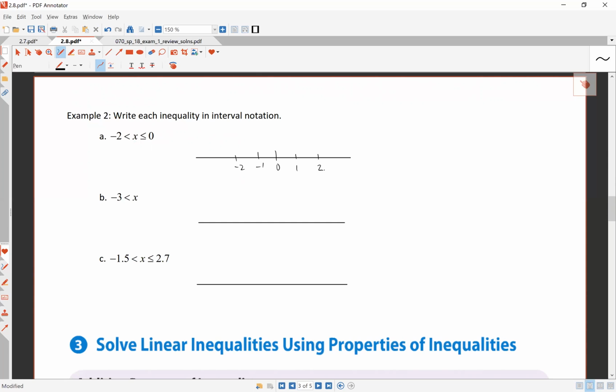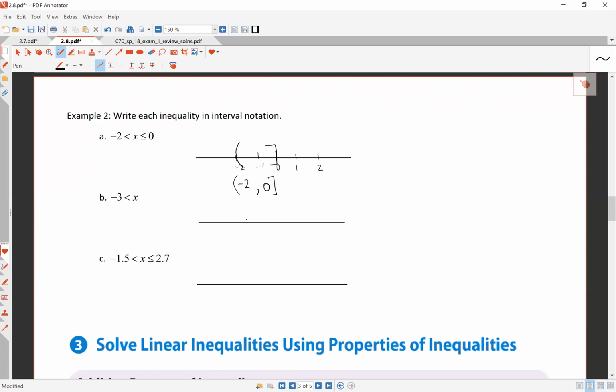The interval from -2 to 0, we don't include the -2, but we include the 0. The left number is a -2, and the right number is a 0. We don't include the -2, but we include the 0. There's the interval notation.